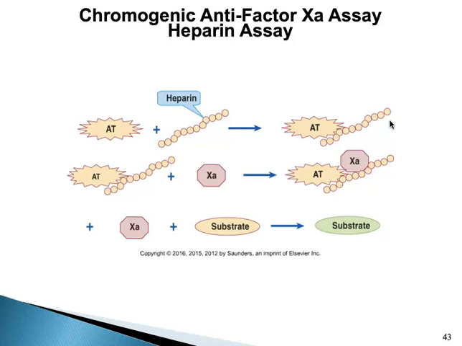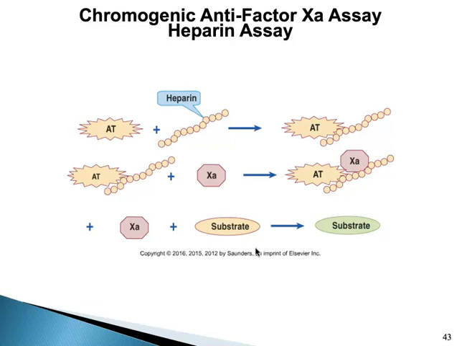Excess free factor 10A, which you will see here, okay, digests its substrate to produce a colored end product, okay, and the color intensity is inversely proportional to the plasma heparin that we have for this particular patient. So this assay, again, is used for monitoring unfractionated heparin and low molecular weight heparin and also other forms. So to recap, the intensity of the color is inversely proportional to the concentration of heparin, whether it's low molecular weight heparin or unfractionated heparin.